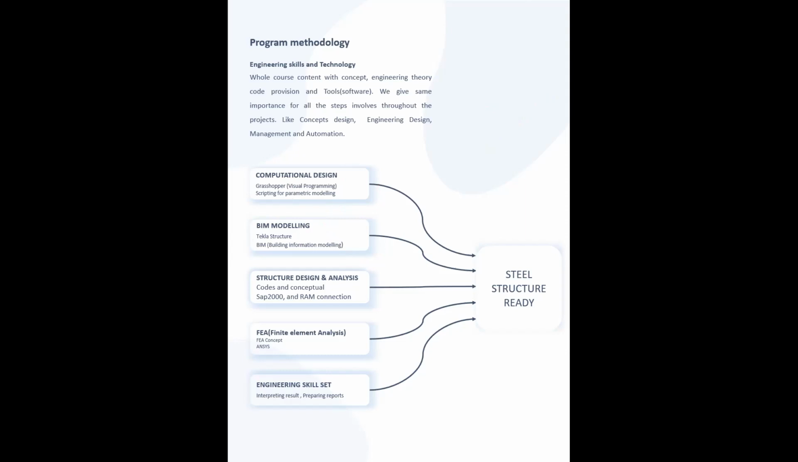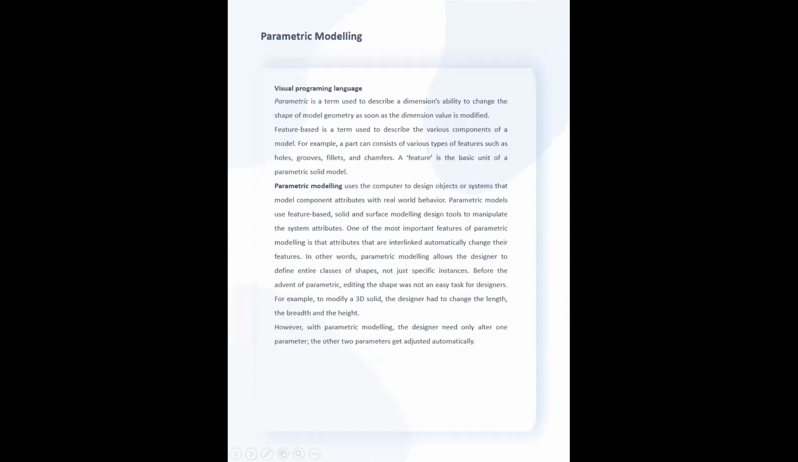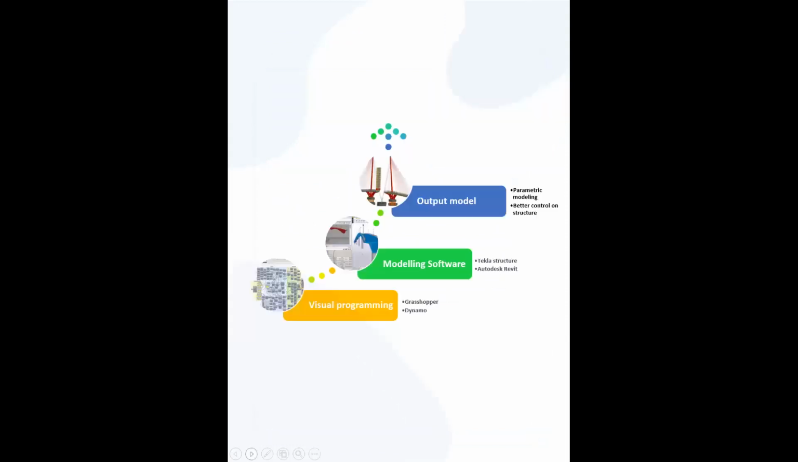Now I will show you exactly what computational design is. Let's come to the next slide. Here you will see the visual programming steps that you can easily learn. We do the scripting in Grasshopper and Dynamo. After that, we develop the model in Tekla. Later we output that model for the analysis. So you can create the model standalone in Tekla, and you can also create the model by visual programming language, and we can further justify that for analysis and design.